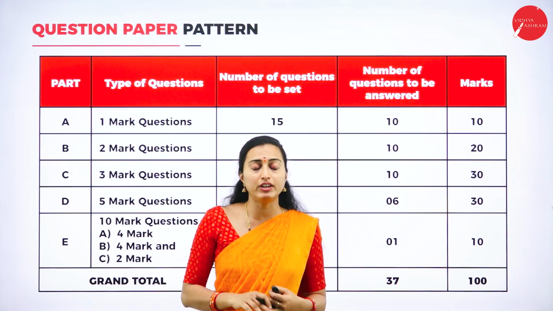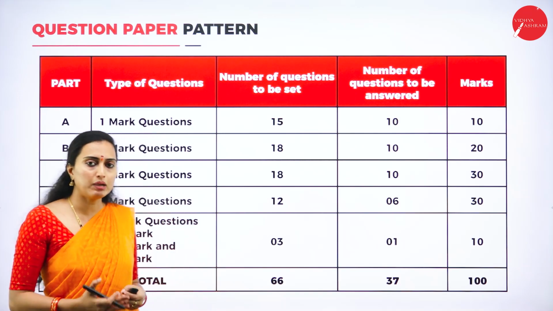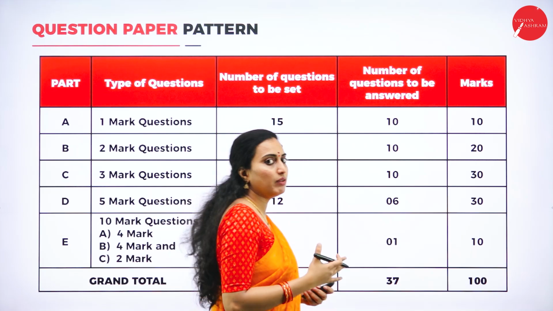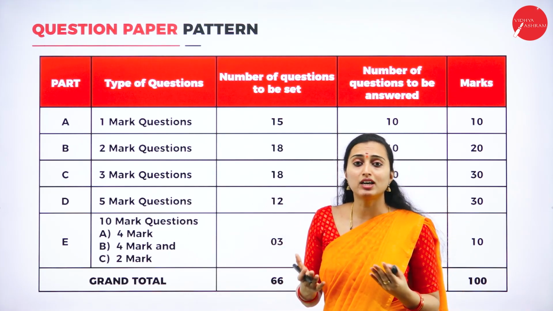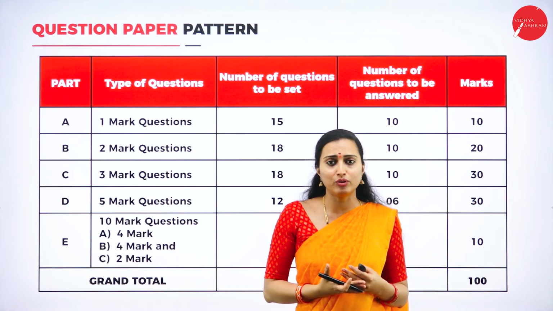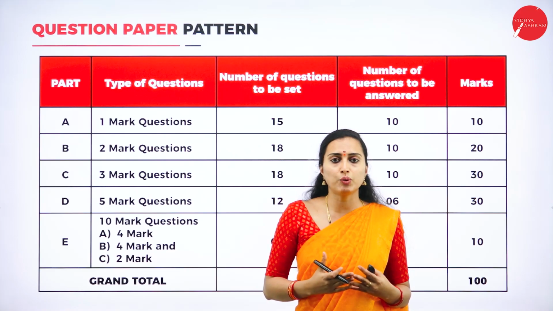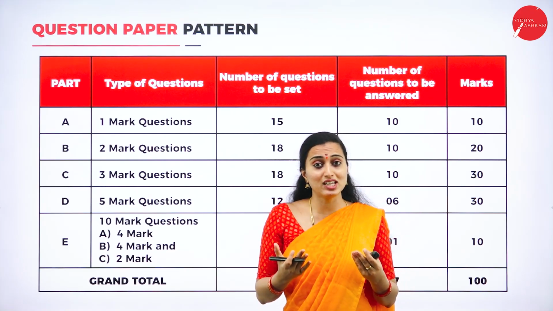Part A will be having 15 questions, you need to answer any 10, and part B will be having 18 questions, you need to answer any 10. Part C will be having 18 questions, you need to answer any 10. 8 options are there, dear students. Very easy paper you are going to have. For 195 marks you have to score only 100, and part D you are going to have 12 questions, you need to answer any 6 there. So 6 options they have given.